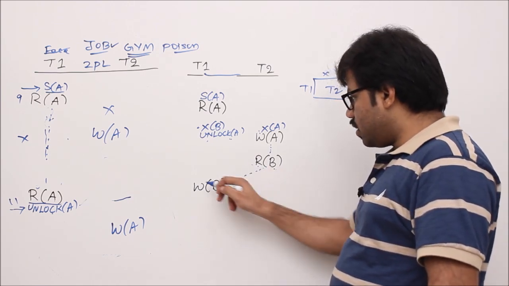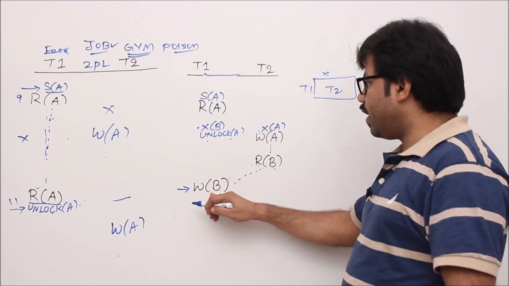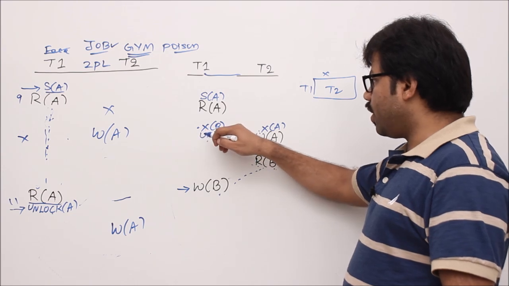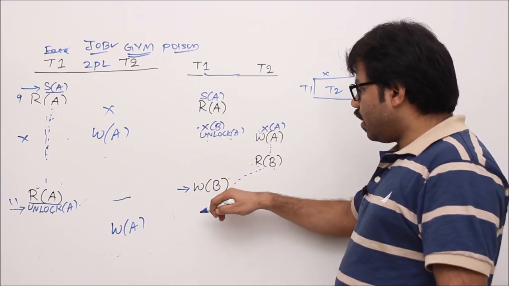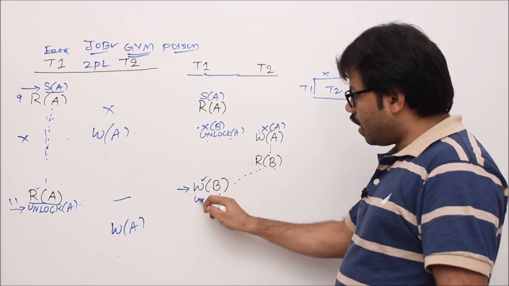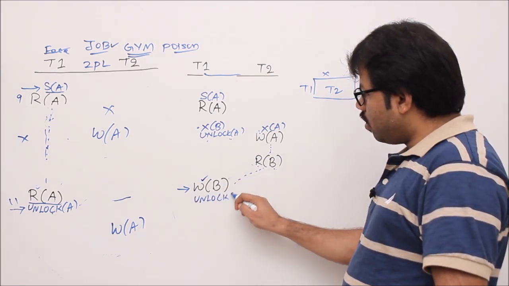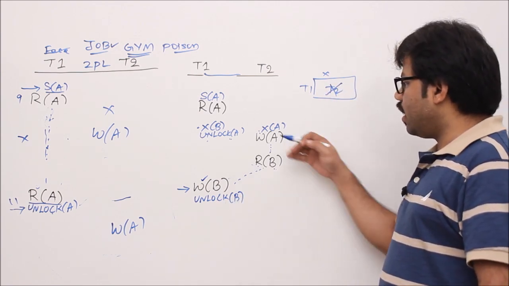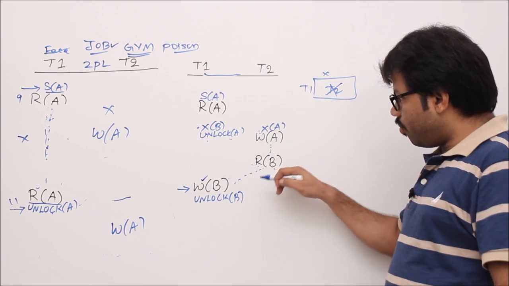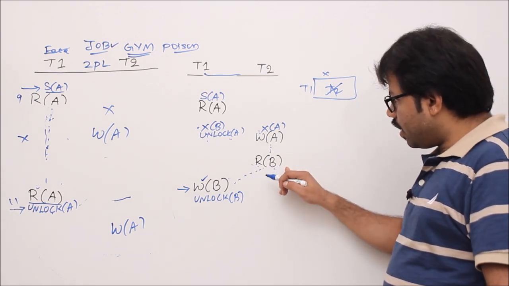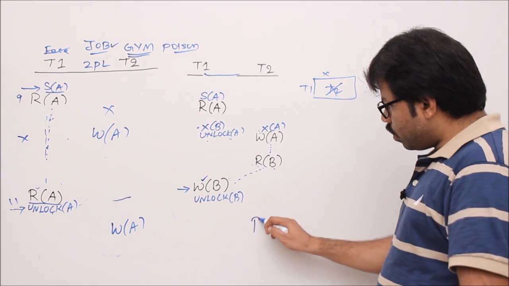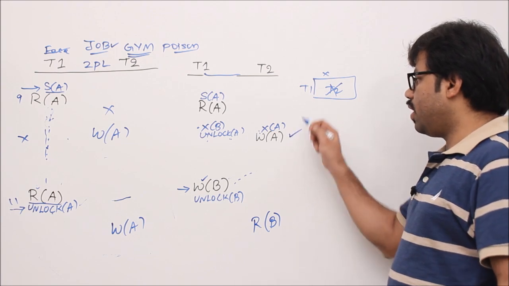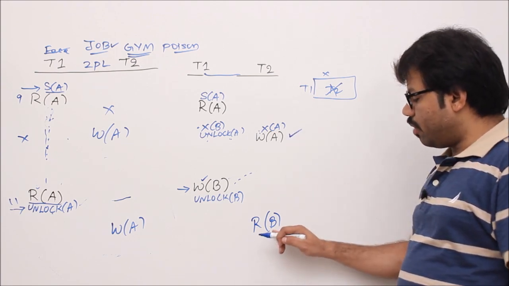When time proceeds, the point comes here. After some time T1 gets to write of B, but it is already holding the exclusive lock on B, correct? So it can definitely perform this operation and it will eventually unlock B also. When it unlocks B, T2 will be released and it will continue with read of B. So this read of B will be postponed to this point. Write of A will be done, but read of B will be postponed.